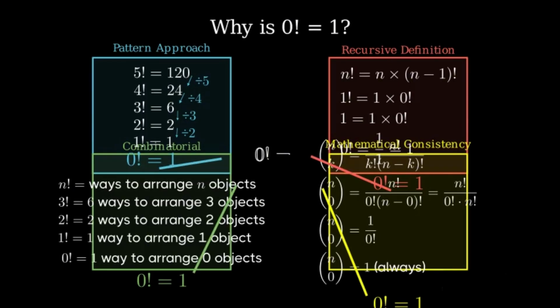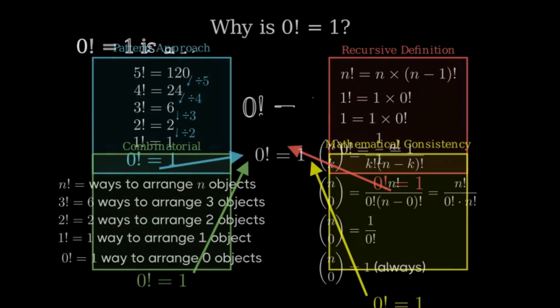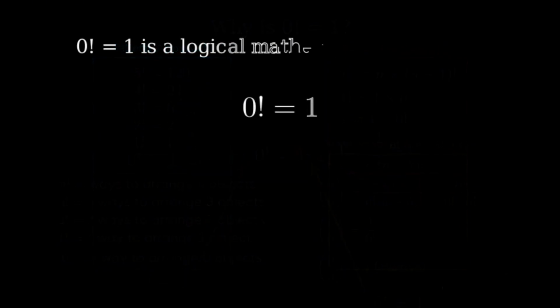Remarkably, all four completely different approaches converge to the same conclusion: 0 factorial equals 1. This isn't a coincidence. It reflects the deep mathematical consistency that makes 0 factorial equals 1 not just a convention, but a necessary truth. Whether we examine numerical patterns, apply the recursive definition, interpret factorials combinatorially, or ensure consistency in binomial coefficients, we arrive at the same answer. 0 factorial equals 1 isn't arbitrary. It's a fundamental result that maintains coherence across multiple areas of mathematics.